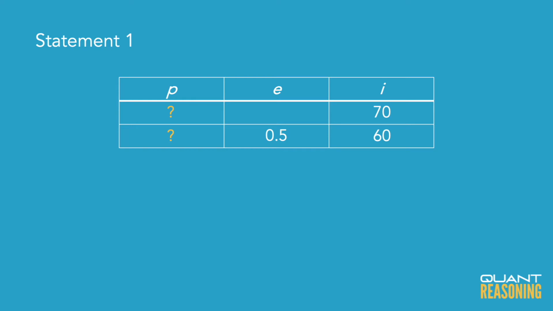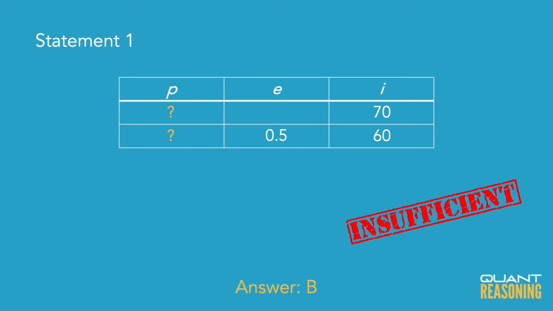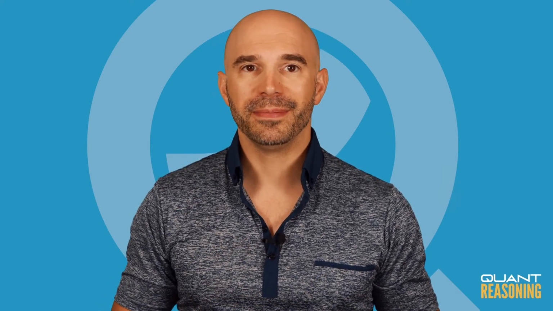So that's kind of the important difference between statement 1 and statement 2. 1 would allow us to find the value of E when I is 70, and 2 allows us to find the value of P when I is 70. And therefore the correct answer here is B.